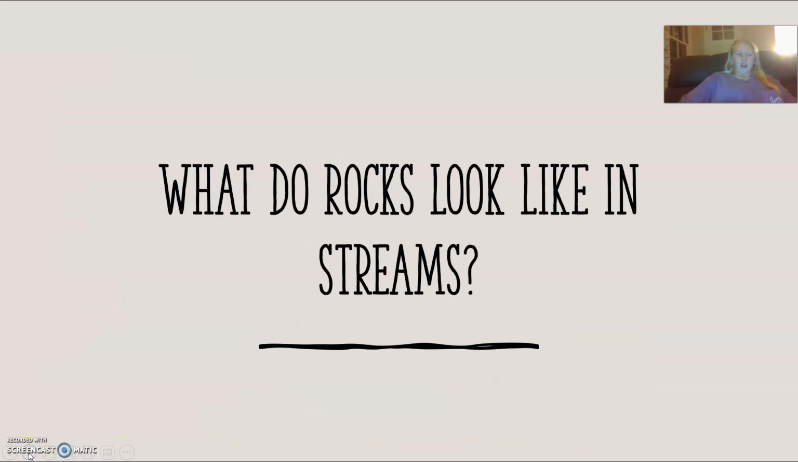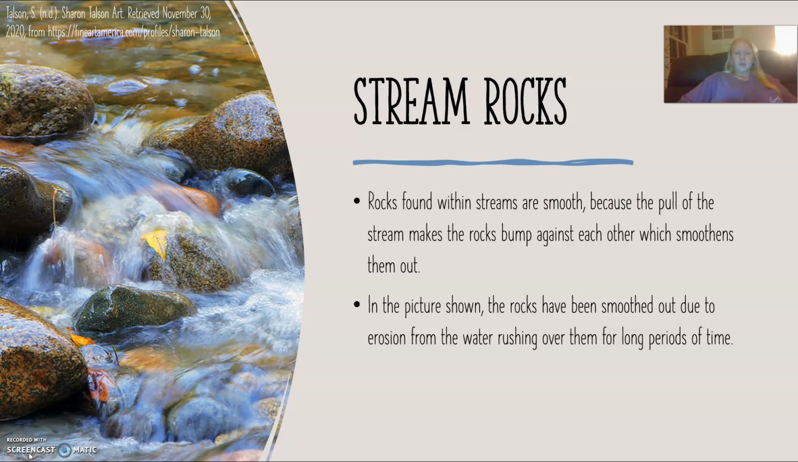So what do rocks look like within streams? Rocks found within streams are smooth because of the pull of the stream. The rocks bump up against each other, which smooths them out. In the picture, the rocks have been smoothed out due to the erosion from the water rushing over them for long periods of time. As we can see, the water is rushing over these rocks, and it has eventually smoothed them all down. You can definitely see it on this rock right here.